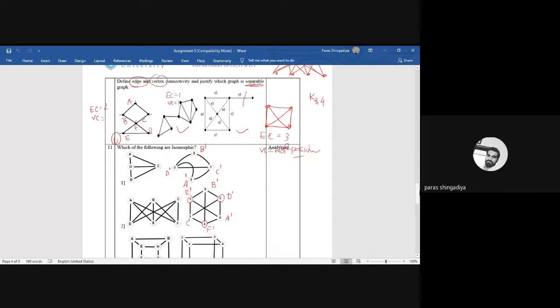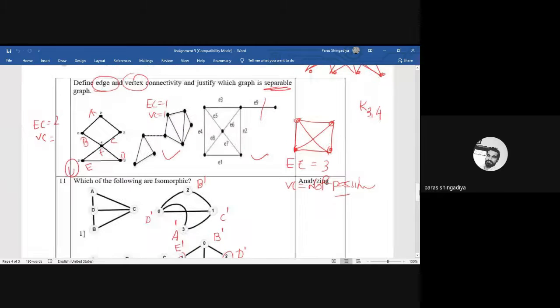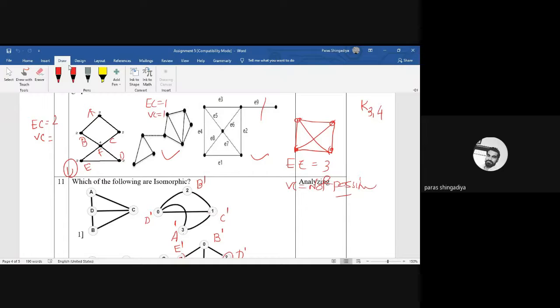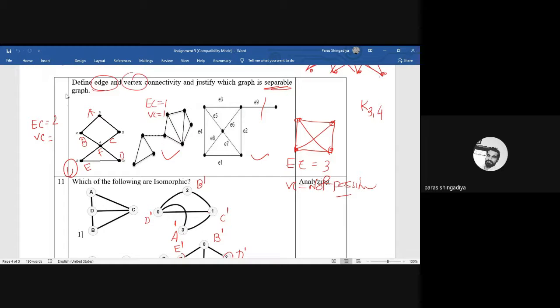Okay. Question number 10 is here. Define the edge and vertex connectivity. And after that, verify which of the graphs is a separable graph. Okay, that is question number 10. Define edge and vertex connectivity of this graph. So what is the meaning of edge connectivity? I have to mention both definitions here first.